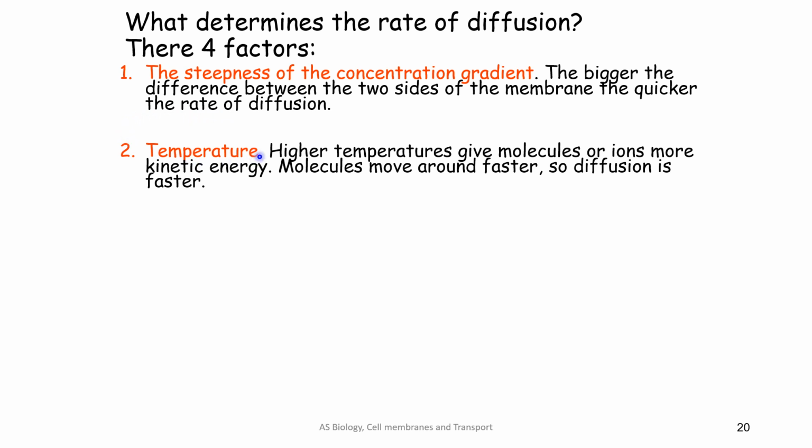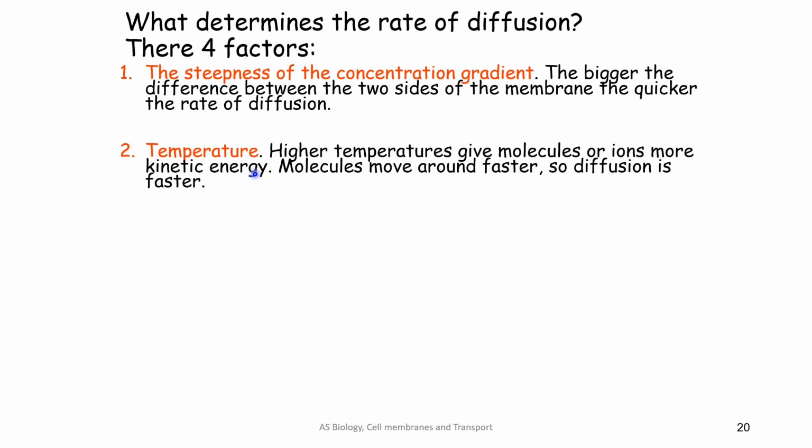Temperature also is a big influence on the rate of diffusion. So that's why we heat up our water. We boil water before we make tea, because when we put the tea bag in that hot water, those molecules are moving so much faster. Heat is energy.